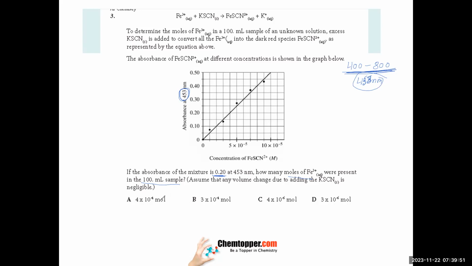Very simple question. First of all, the absorbance is for what part of the reaction? Is it for this one or this one? Look at this. The dark red species. This one. This absorbance is for the colored species. Naisha, you're listening? Lisa, you're there?